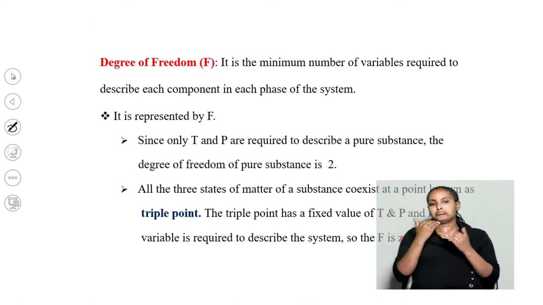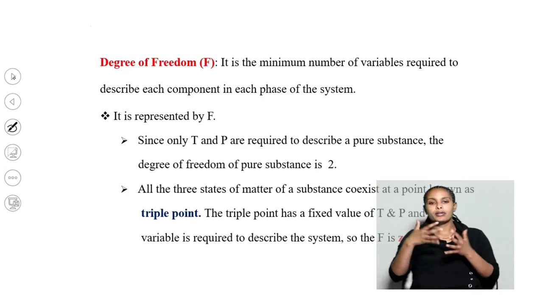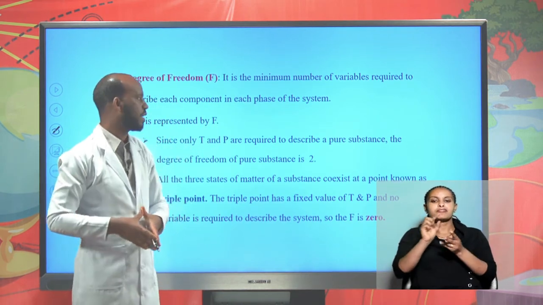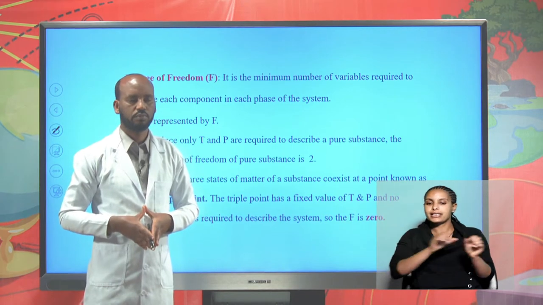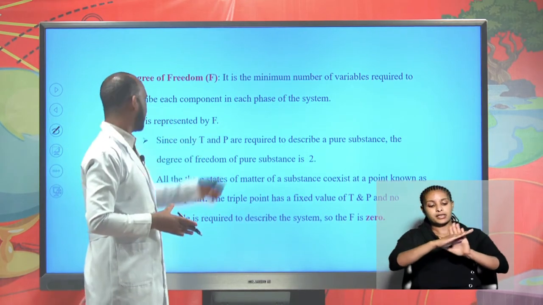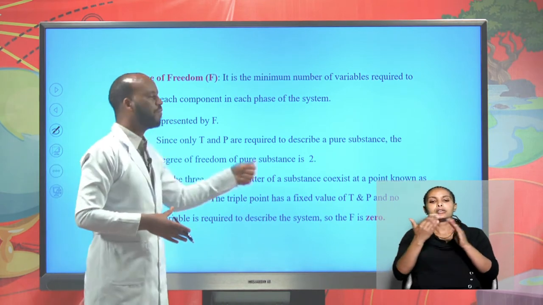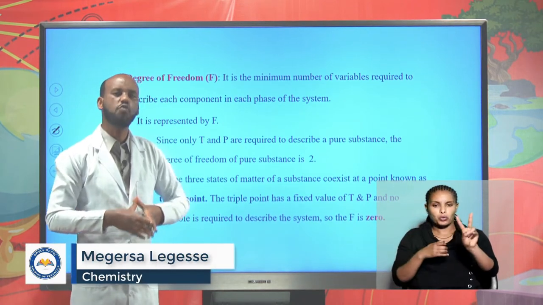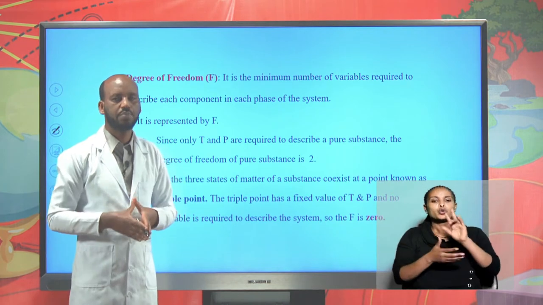Degree of freedom, denoted by capital F. This is the minimum number of variables required to describe each component in each phase of the system. It is represented by F. Since only temperature and pressure are required to describe a pure substance, the degree of freedom of a pure substance is 2. Why? Because two variables, temperature and pressure, are required to describe it.